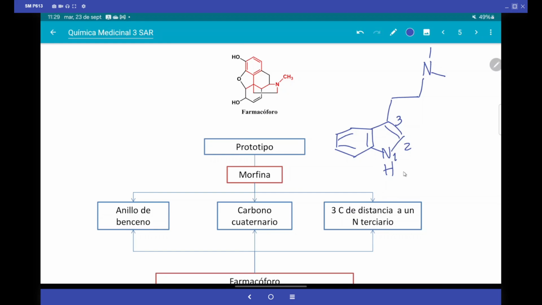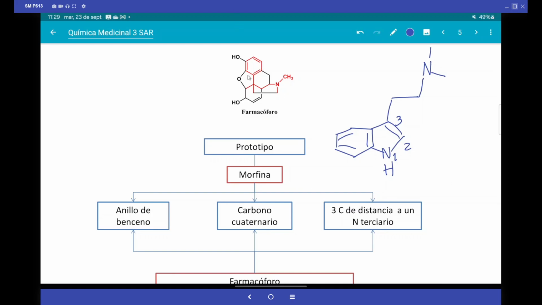Perfect. Well, this is a derivative very similar to serotonin. Serotonin has, in position 5, an alcohol, so this will have an effect on serotonin receptors.